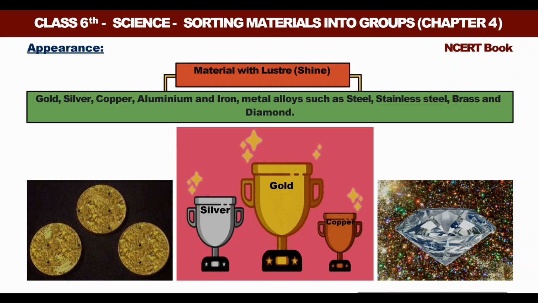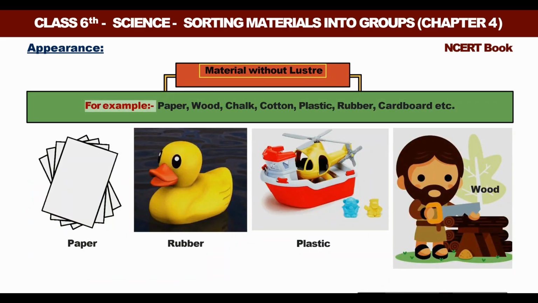So materials can be divided on the basis of their appearance into lustrous and non-lustrous. Materials without luster, like paper, wood, chalk, cotton, plastic, rubber and cardboard, are all non-lustrous. Is it okay? Here we can say there will not be shiny paper, rubber or plastics, and we can say that of wood.